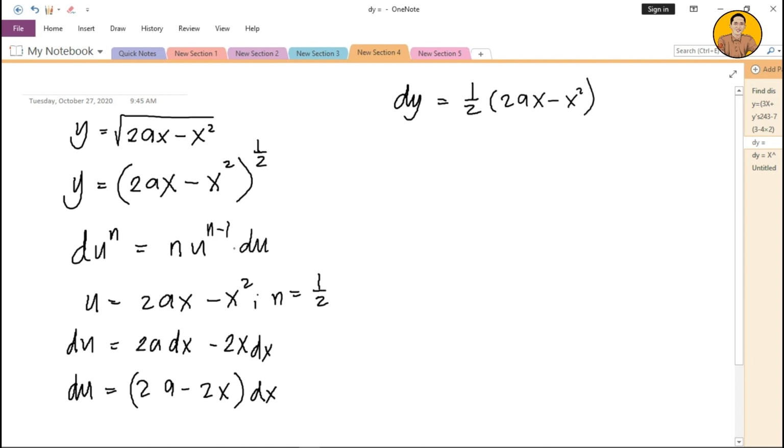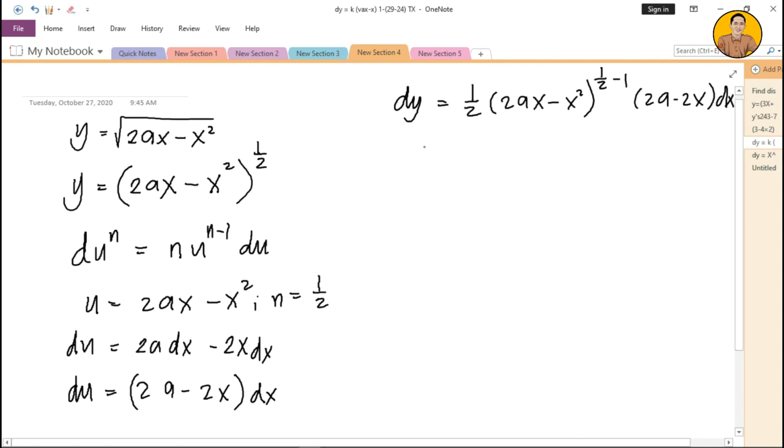Then your exponent should be reduced by 1. So n minus 1. So n is 1/2, therefore this becomes 1/2 minus 1. Then you have the differential of u. This is 2a minus 2x differential of x. Okay? So this is the quantity 2a minus 2x, differential of x.